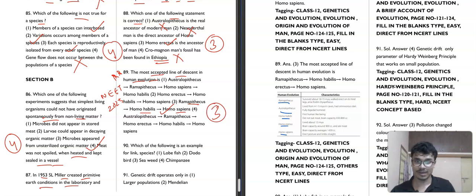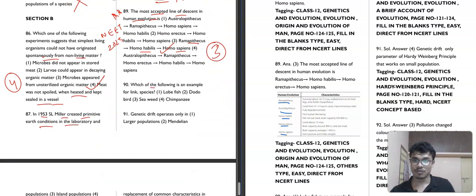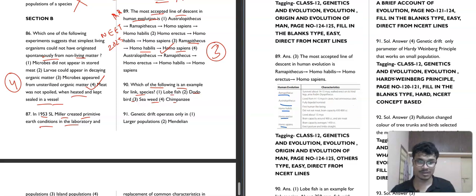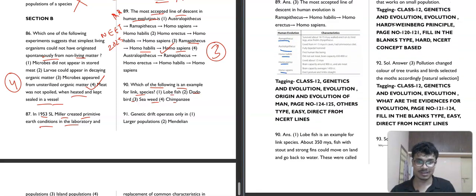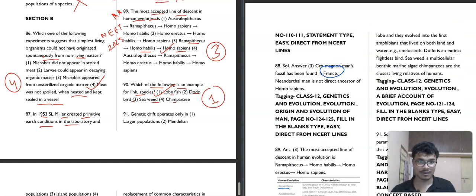Then question number 90. It is saying that which of the following is an example of a connecting link species? Lobe species, dodo, seaweed, chimpanzee. Tell me. This is the lobe fish. You know that the lobe fish, basically 350 million years ago, fish with stout and strong fins. It is the first option, basically called lobe amphibia. Coelacanth, okay? Coelacanth.